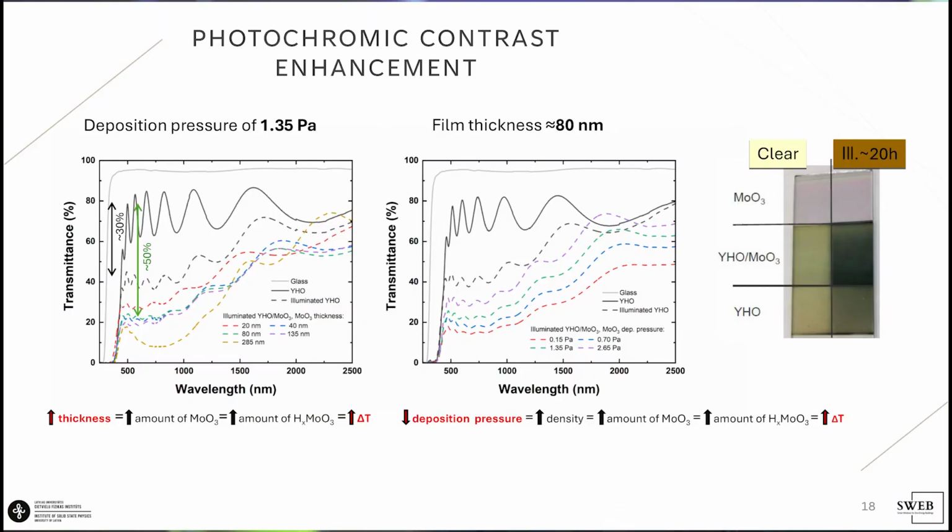And on the right side you see this clear difference. You see that molybdenum trioxide, after 20 hours of illumination, didn't show any observable photochromism or darkening, and you see that the bilayer structure had higher contrast compared to single layer yttrium oxide.